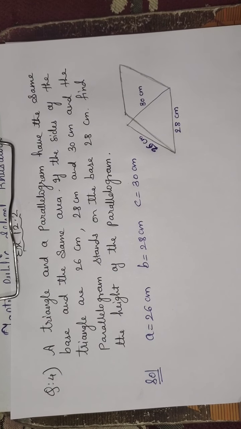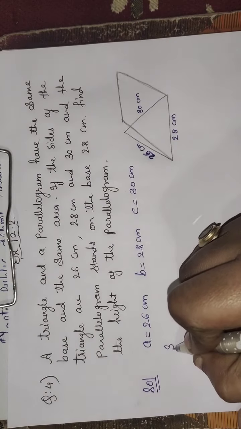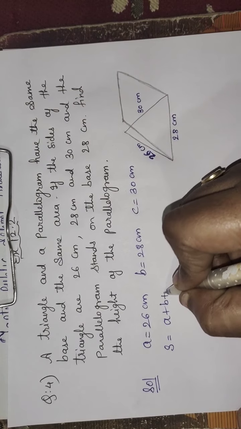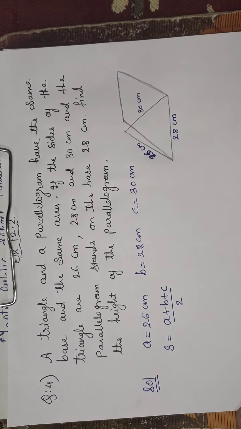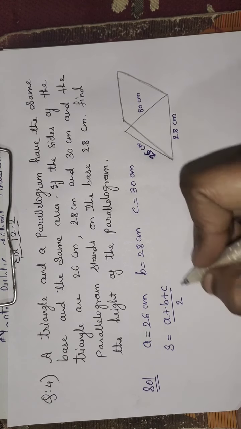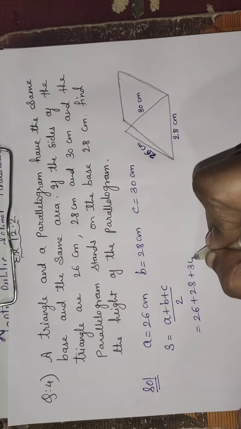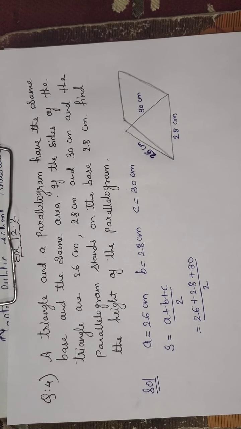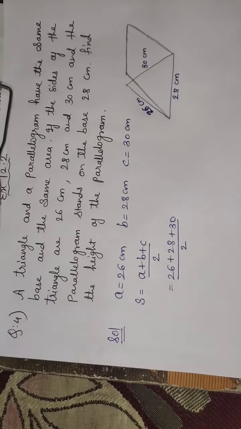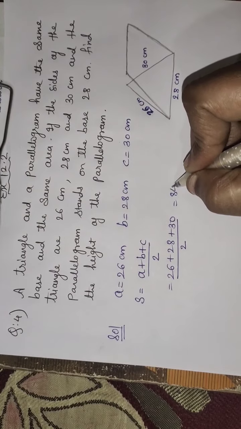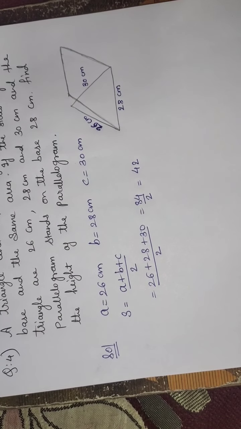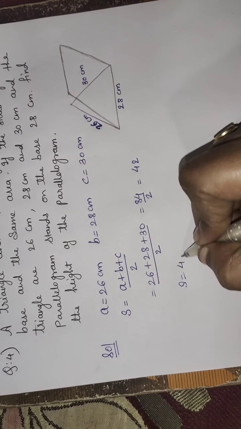In Heron's formula, what do we do? We find s, that is the semi-perimeter. And what is the semi-perimeter? The semi-perimeter is a plus b plus c upon 2, the sum of all three sides divided by 2. That means 26 plus 28 plus 30 divided by 2. The sum is 84, so 84 upon 2. When 84 is divided by 2, the answer is 42. So the value of s is 42.